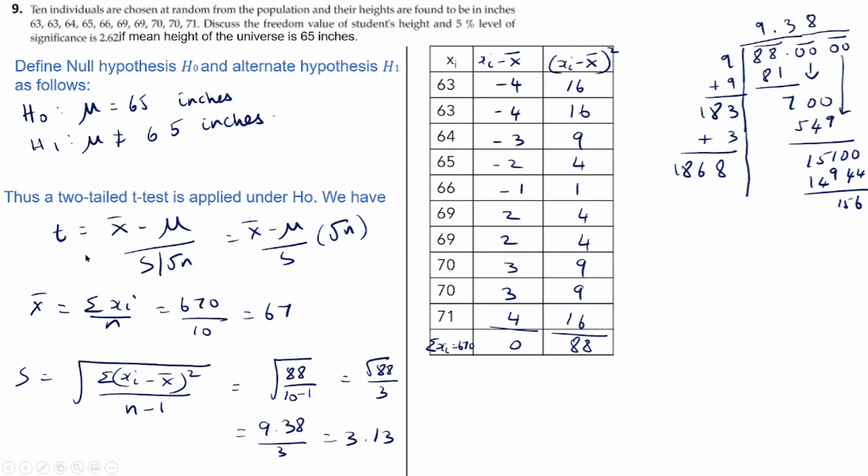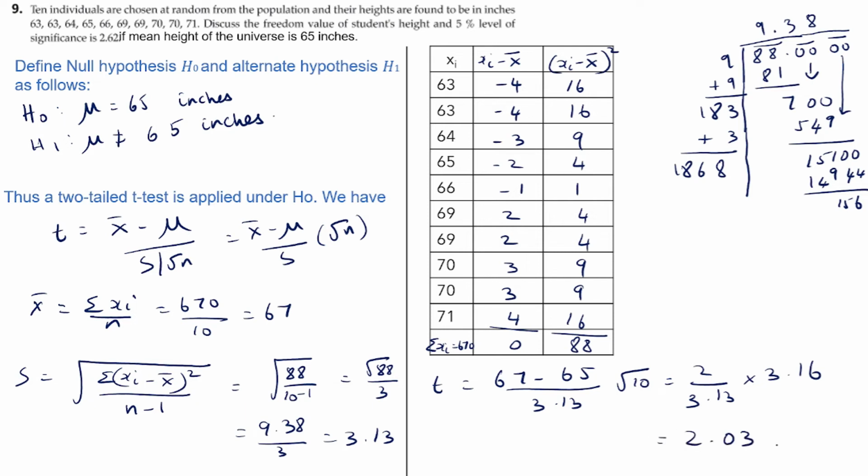Now we can find T. T is equal to 67 minus 65 upon 3.13 into root 10. So it is 2 by 3.13. We are familiar with the value of root 10. Value of root 10 is 3.16. Now when we simplify, we get it as 2.03. So we got the calculated value of T as 2.03.